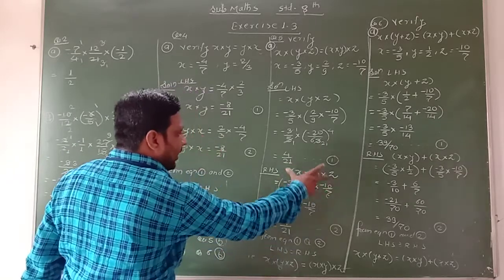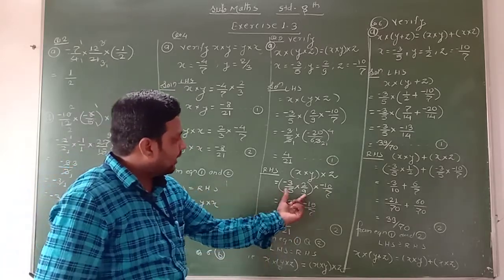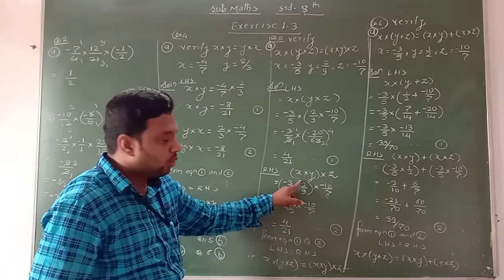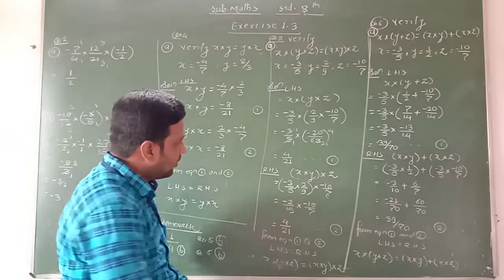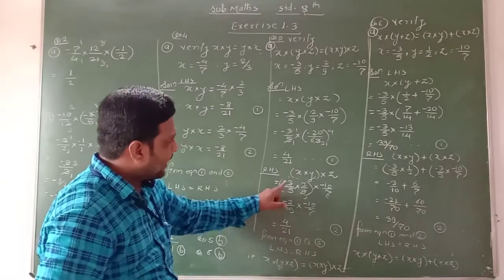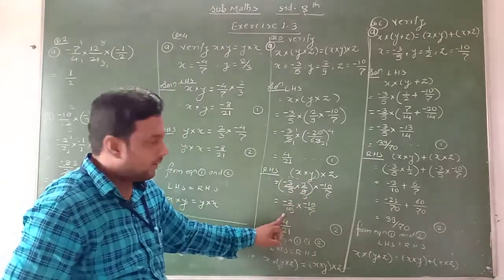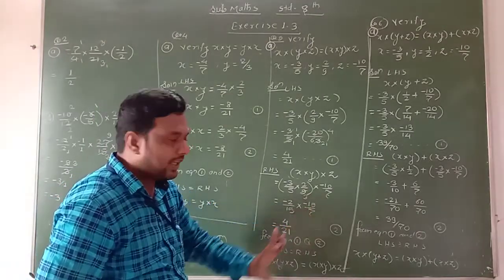Similarly here we put the value of x, y and z. In bracket here, the multiplication of minus 3 upon 5 into 2 upon 9. Now we can cut: 3 ones are, 3 threes are. Clear? Minus 1 into 2, here we get minus 2, and 5 threes are 15. Then into minus 10 upon 7 as it is.